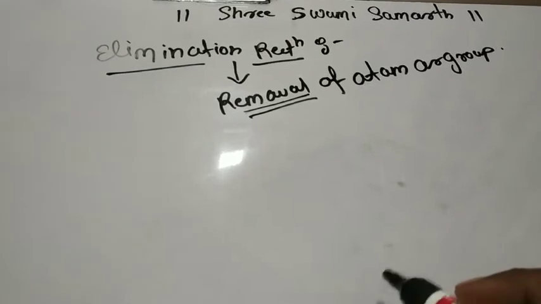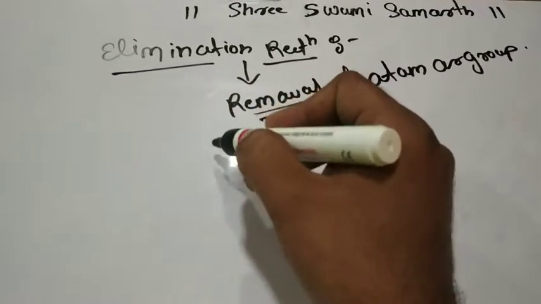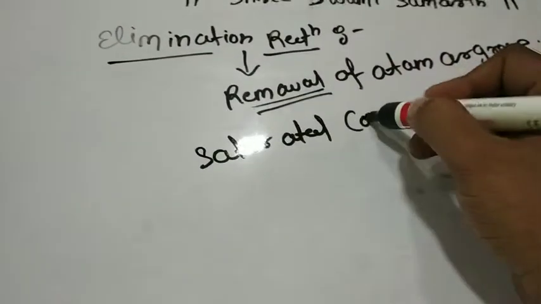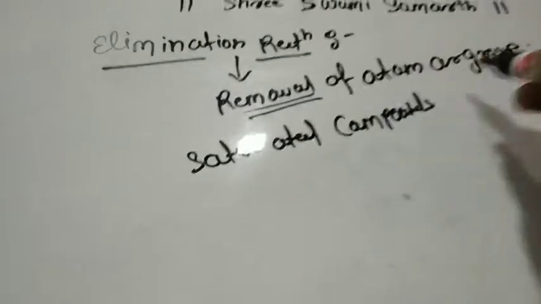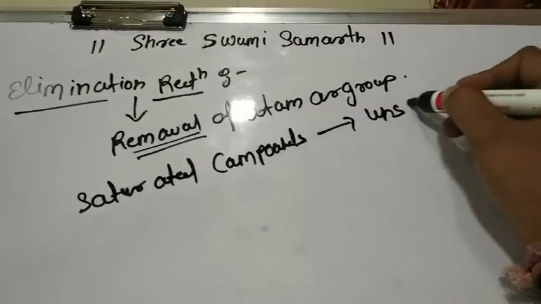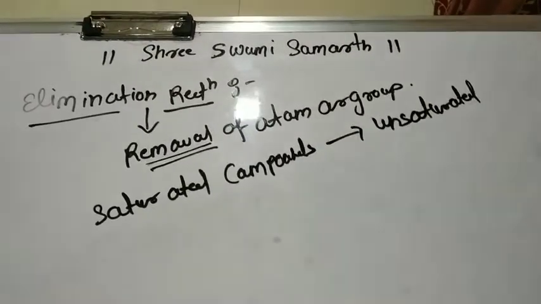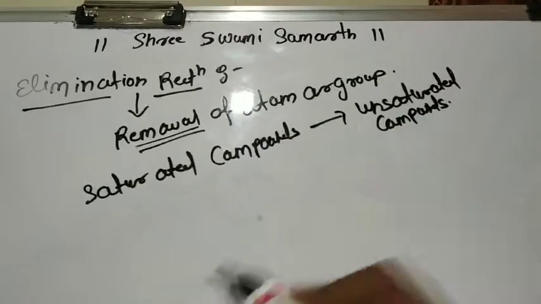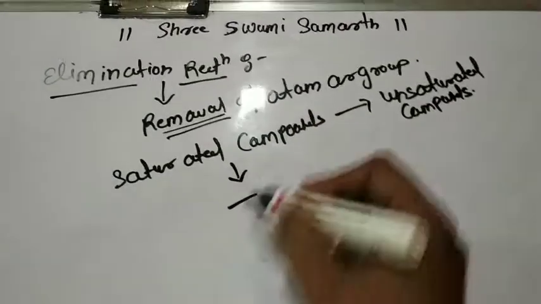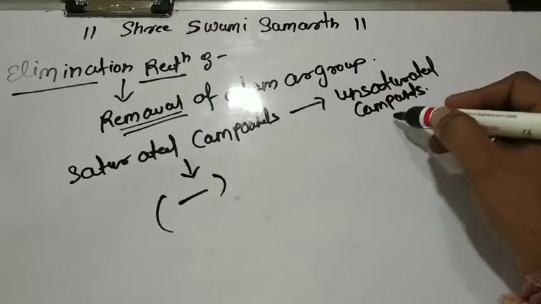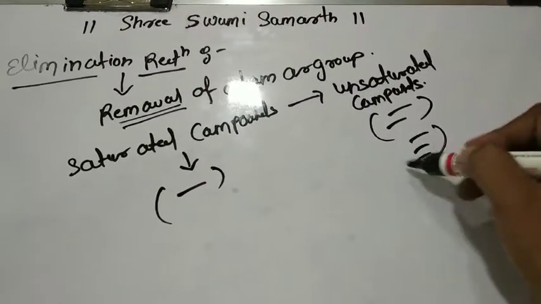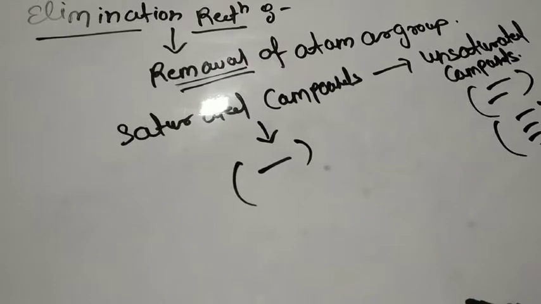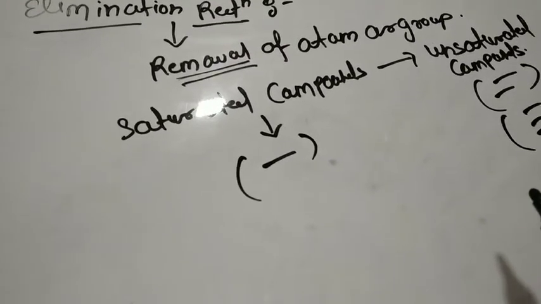Now this particular reaction is used to convert saturated compounds into unsaturated compounds, right? Saturated means those containing only a single bond. Unsaturated means those containing a double bond, and those containing a triple bond are called unsaturated compounds, right? So this is the speciality of this particular elimination reaction.